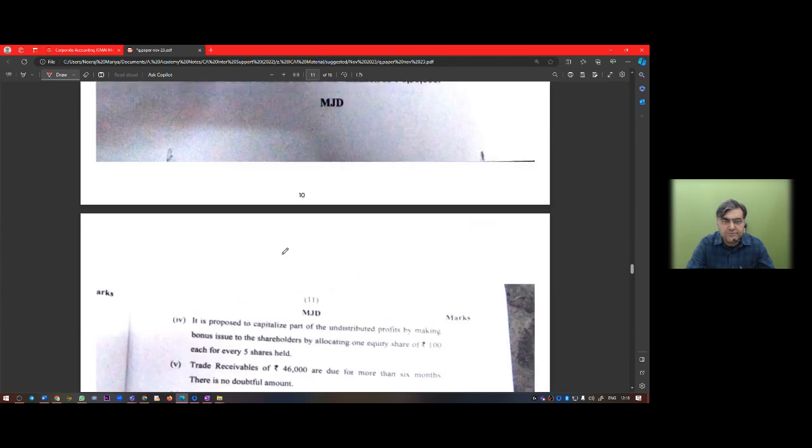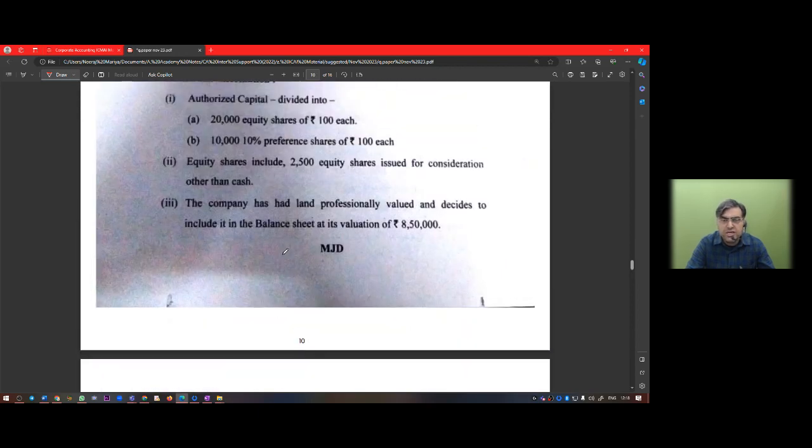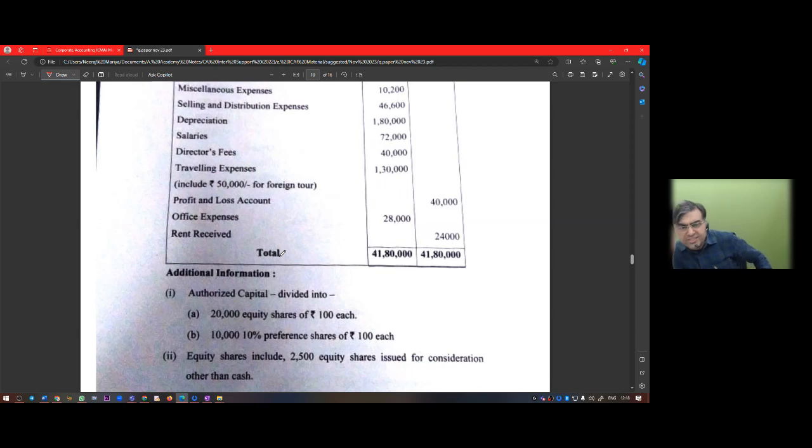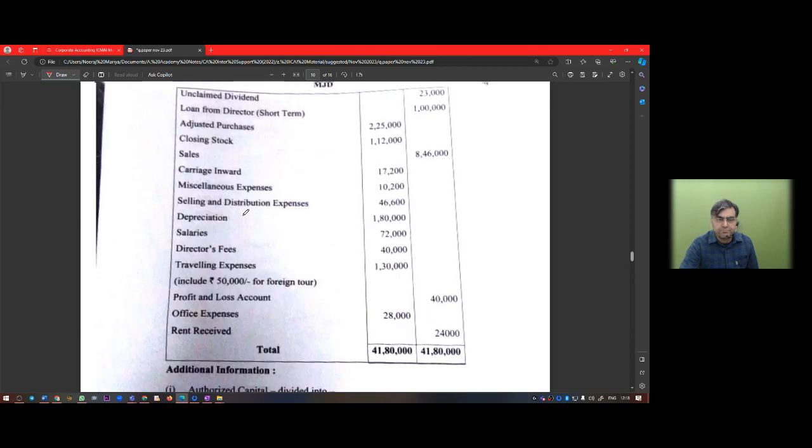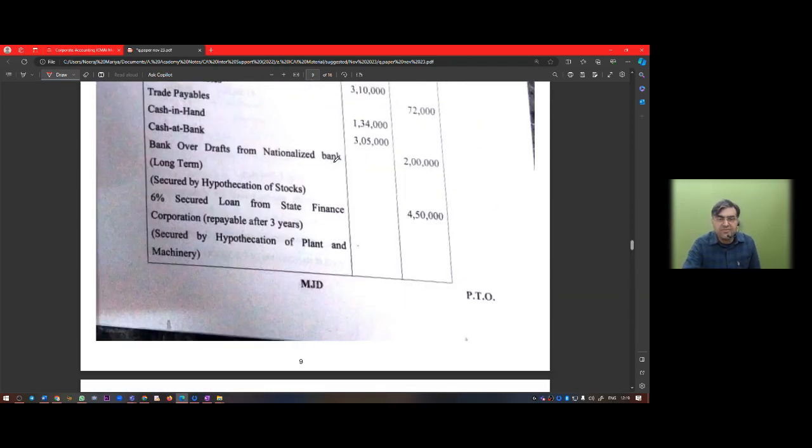Dividends, the transfer reserves is okay. Land is professionally valued. Revaluation reserve, 1,50,000 is okay. We have acknowledged rent received, office expenses, P&L account, previous balance, traveling expenses, altered salary, depreciation, miscellaneous. We are going okay, guys. Sales, closing stock is in the trial balance. So we have taken it in the balance sheet, closing stock, it's okay. Loan from director, unclaimed dividend, we took it as a liability. It's okay. Then these both loans are liability. That is perfect.